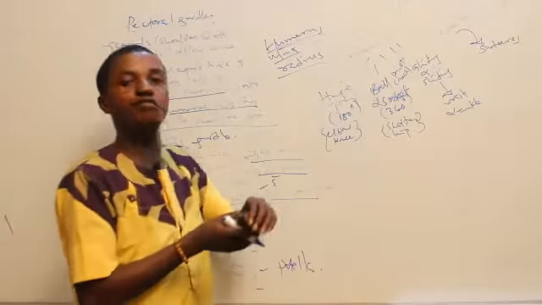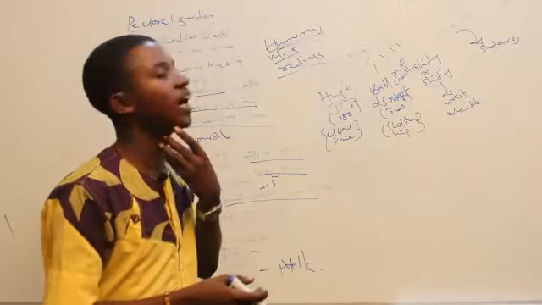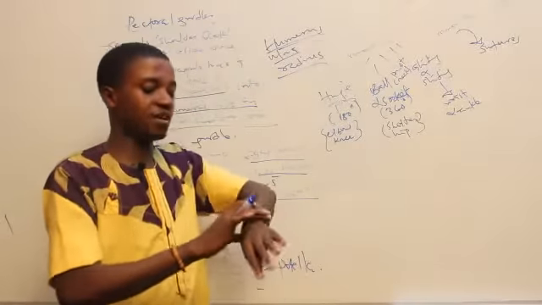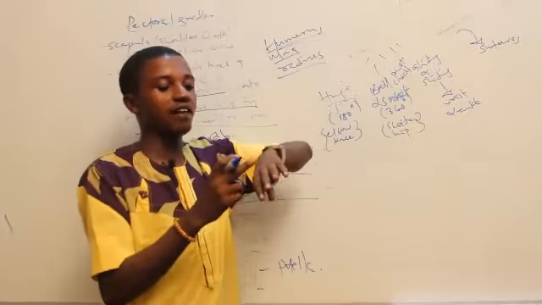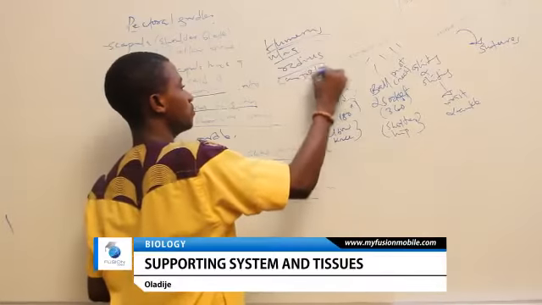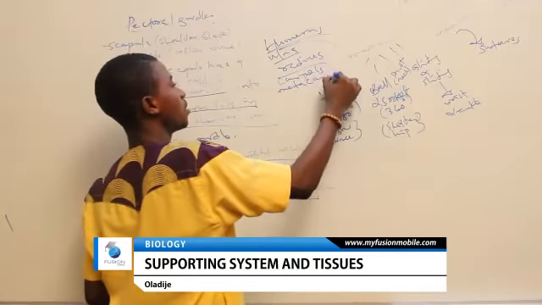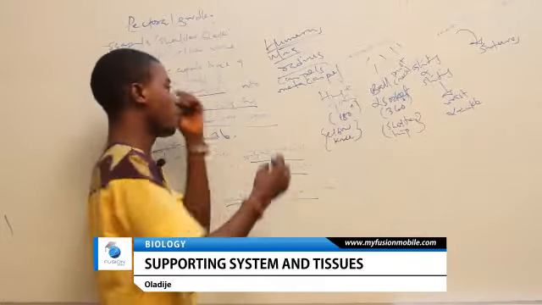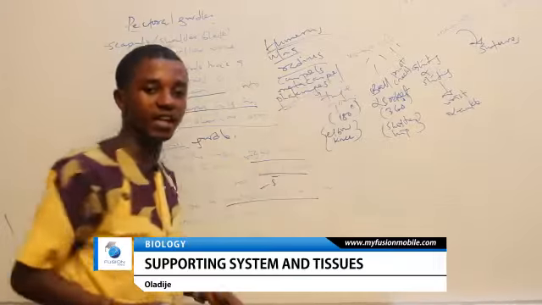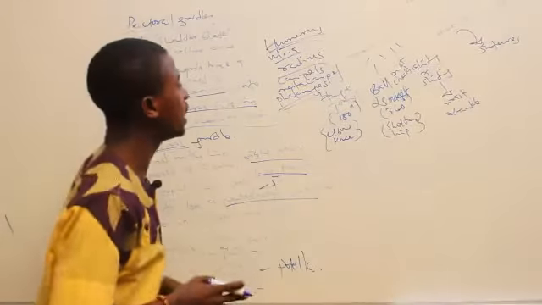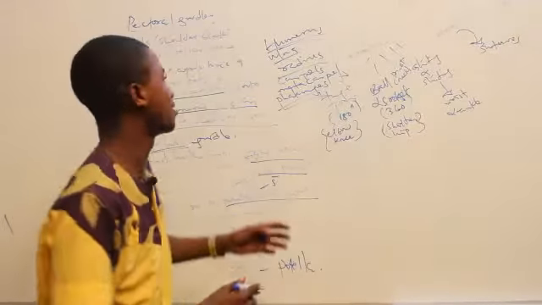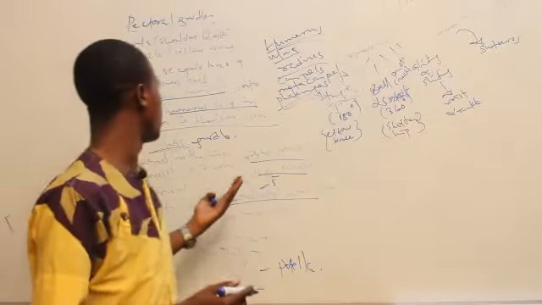And now down here we have what we call the carpals. From here to here is called the carpals. From here down here is called the metacarpals. And the finger bone is called the phalanges. So we have the humerus, the ulna, the radius, the carpals, the metacarpals, and the phalanges. So those are the bones of the forelimb.